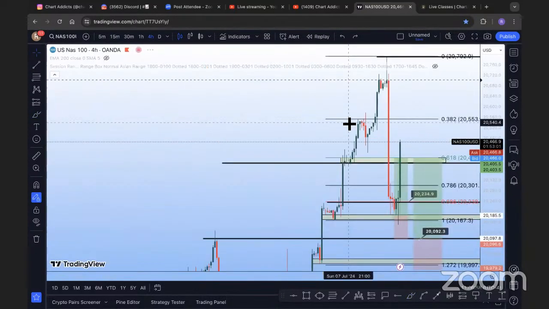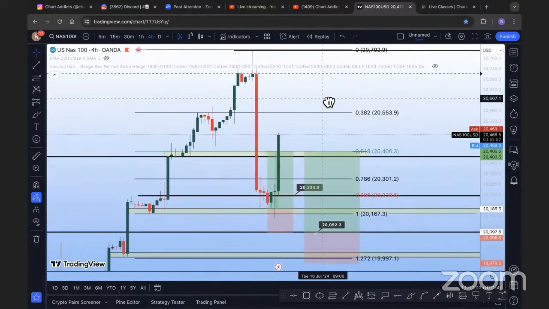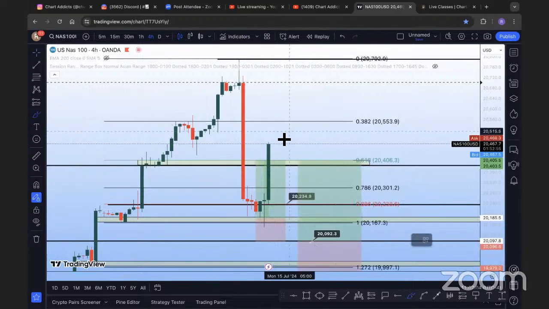So I'm just like, y'all, I'd love to get an 88.6 retest, but let's be real here. This is probably going to be a tap and go continuation.